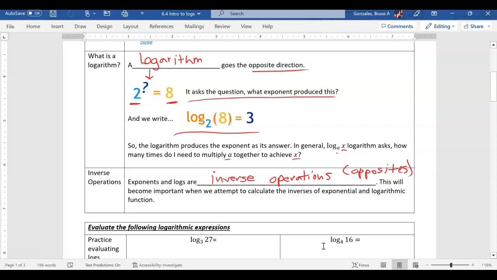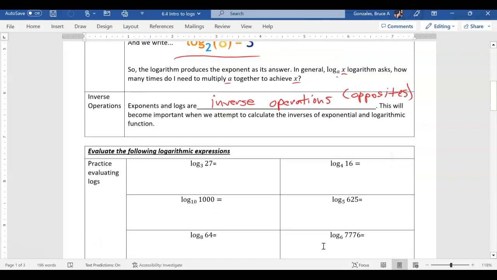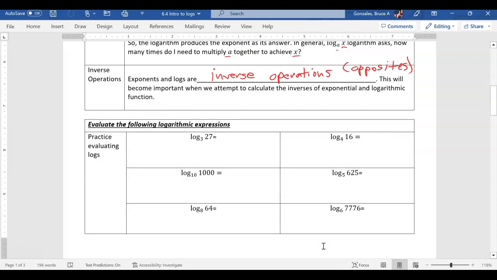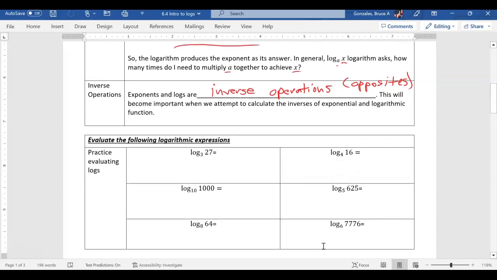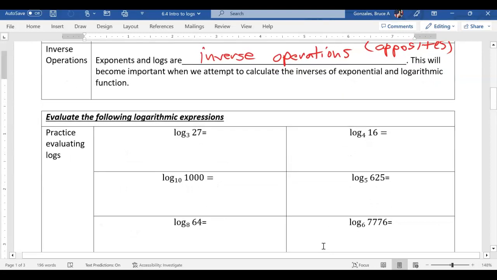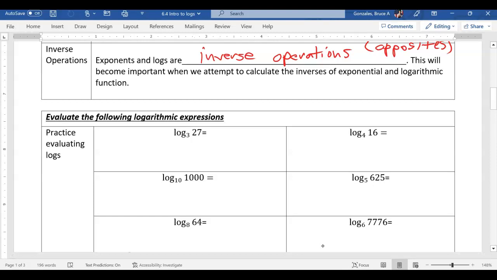So let's try doing some of these mentally and see if we can't get some answers here, right? So let's practice evaluating logs. All right, so log base 3 of 27. This is asking us, 3 to what power gives me 27? So let's try this. 3 times 3 is what? 9. And then 9 times another 3 gives me 27.